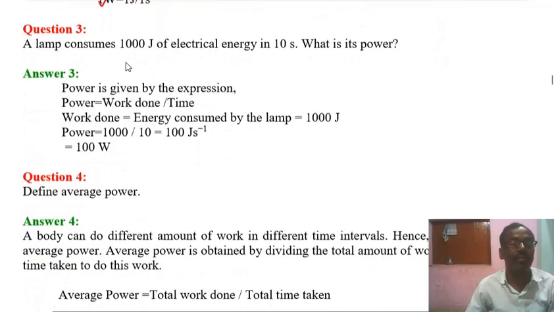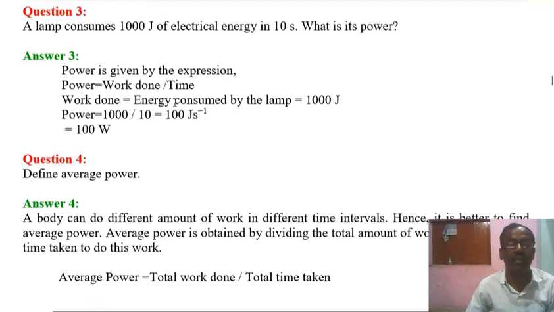A lamp consumes 1000 joule of electrical energy in 10 seconds. What is its power? Power is given by the expression power equals work done by time. Lamp energy is also a kind of work. So work done equals energy consumed by the lamp equals 1000, and power equals 1000 by 10 equals 100 joule per second, and this is known as the watt. Hope that there is no problem understanding the solution of this numerical problem.